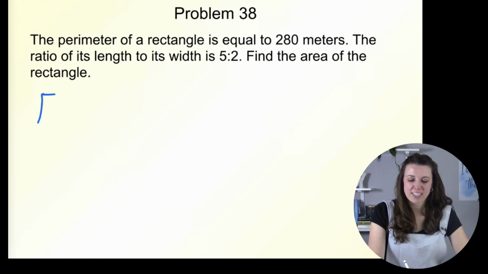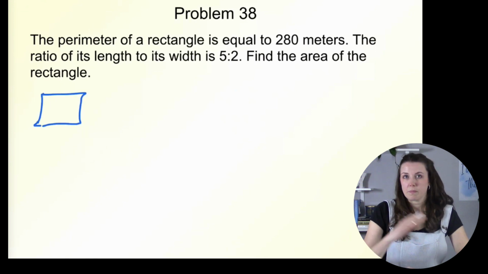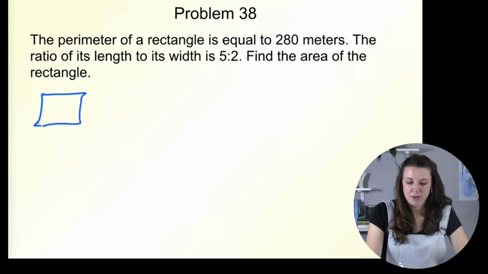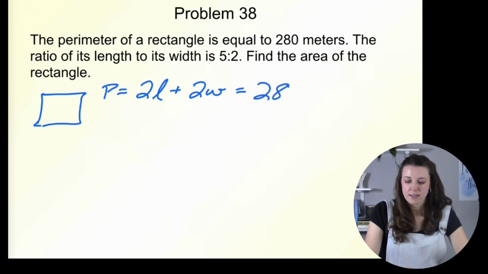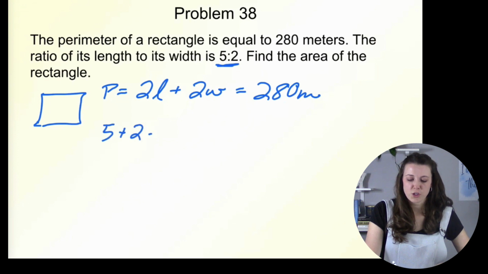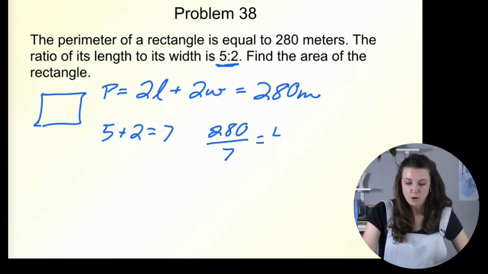Okay, so the perimeter is actually going to be the outside, the fence, okay? So let's review the equation for perimeter. So perimeter is simply equal to 2 times the length plus 2 times the width, okay? And that equals 280. So we're going to use this ratio and find what each of these little parts is, okay? So we have 5 plus 2 equals 7. So we're going to take the 280 and divide that by 7, and that gives us 40.